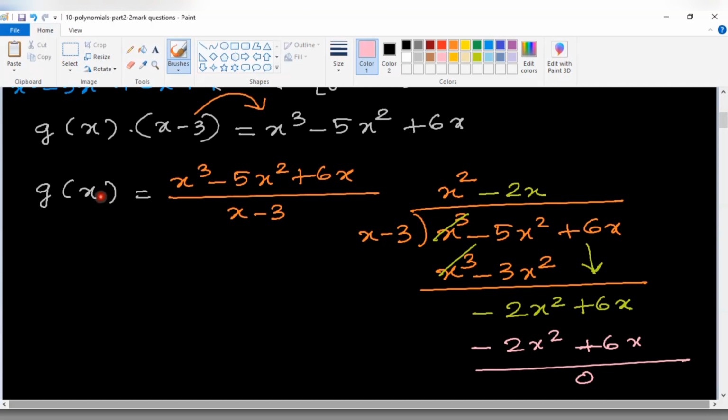So actually g of x is the quotient of this division. What is that? X square minus 2x. So we got g of x as x square minus 2x, or we can write it as x into x minus 2 because x is common for both the terms.